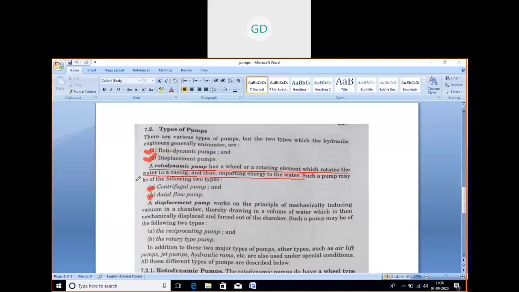I think you have seen this in your hydraulic machines, turbines. You have learned turbines, pumps in your third sem, fourth sem. I think you have seen what a casing is.